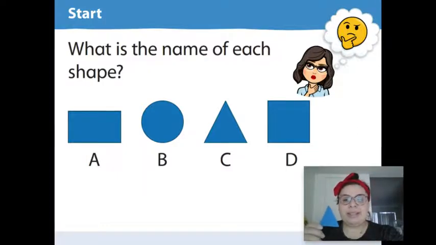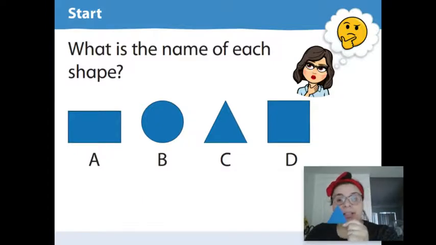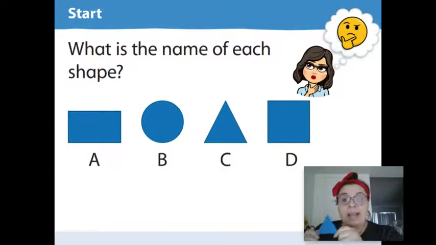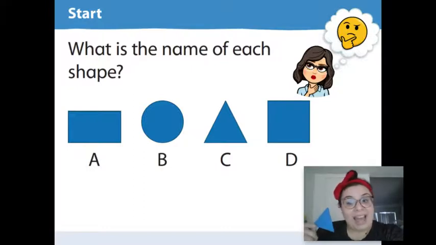What do you notice about C? I know that there's points, right? I see that there's 1, 2, 3 sides, and we call this a triangle. Here's a bonus. Tri means 3. So anything that starts with tri means 3. So a triangle has 3 sides. Just think of like a tricycle. A tricycle has 3 wheels. So triangle. And finally, D.